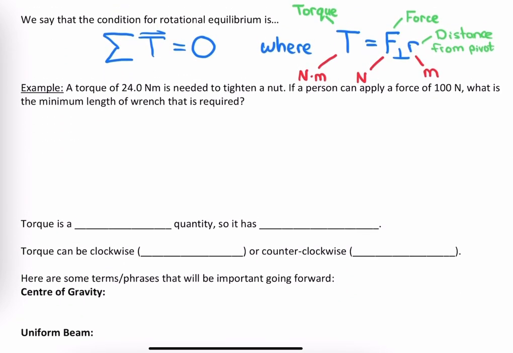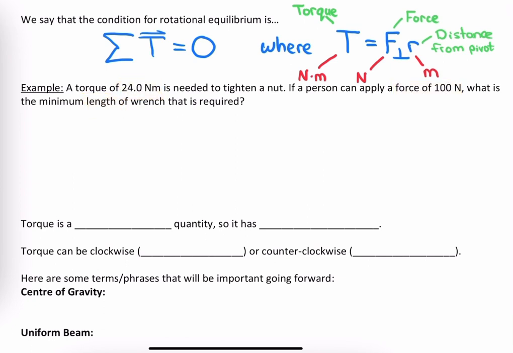A torque of 24 Newton meters is needed to tighten a nut. If a person can apply a force of 100 newtons, what length of wrench is required? So if I can push this hard on my wrench, how long does my wrench have to be so that I can generate this much torque to adequately tighten this nut?